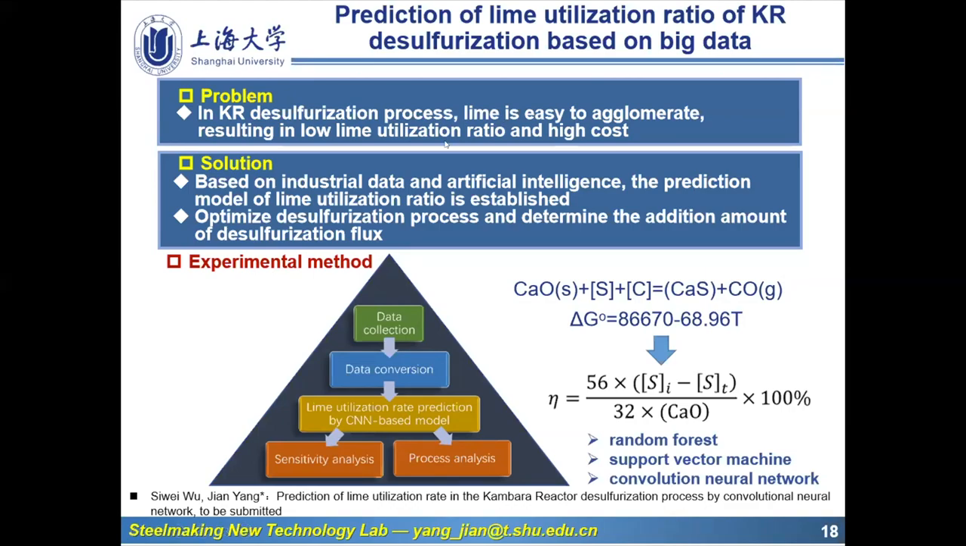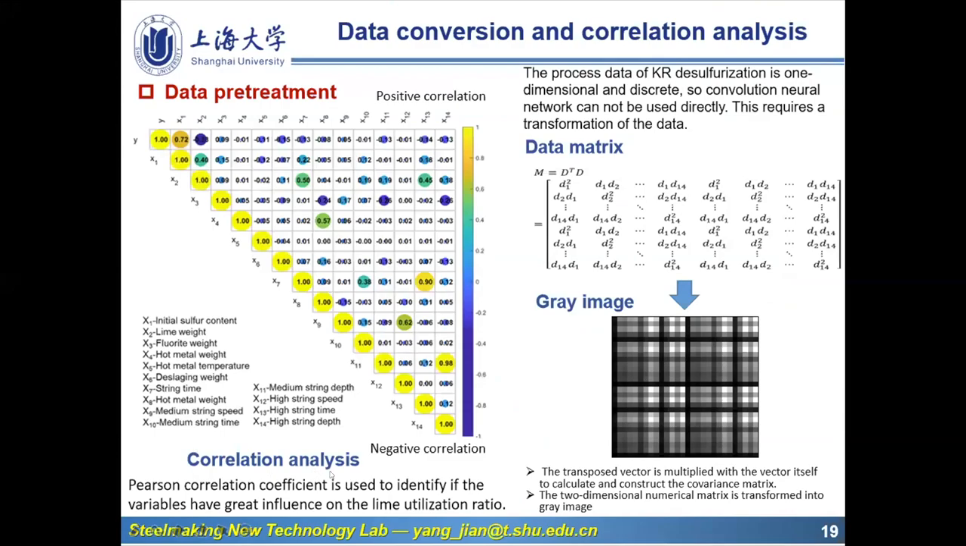At first, we make the data pretreatment. And here is a correlation analysis. The yellow color is a positive correlation, and the blue color is a negative correlation. The size of the circle means the strength of the influence. At first, we use the Pearson correlation coefficient to identify if the variables have a great influence on the lime utilization ratio.